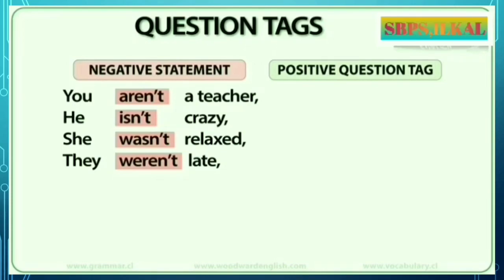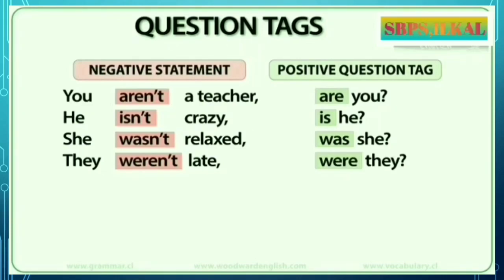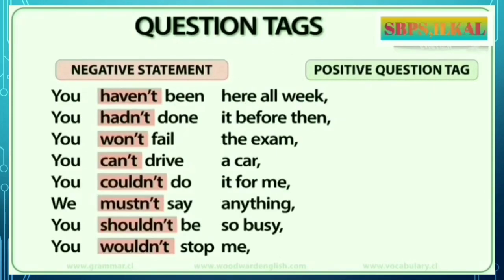So first one, tell me the positive question tag. Very easy. You aren't, are you? He isn't, is he? She wasn't, was she? They weren't, were they? So here more examples. Look at the examples and tell me the positive question tag.